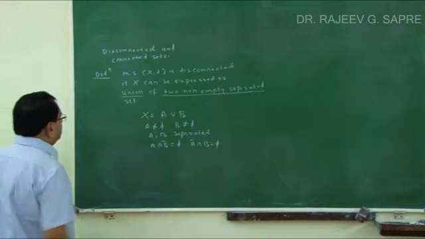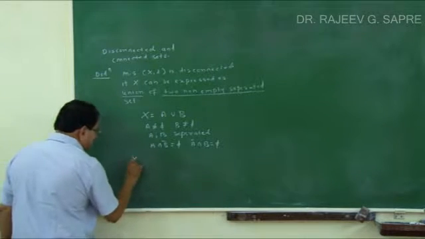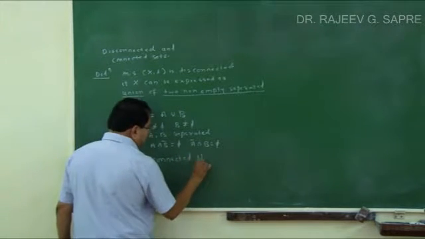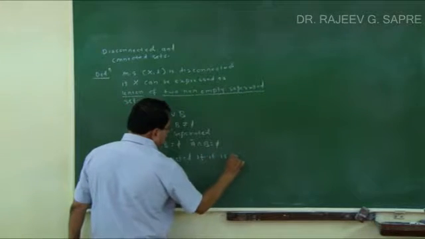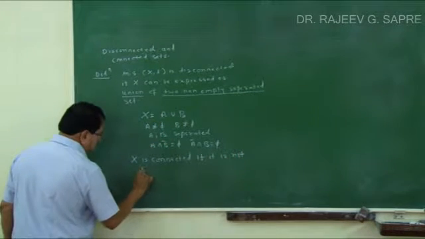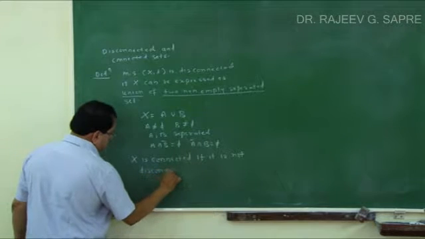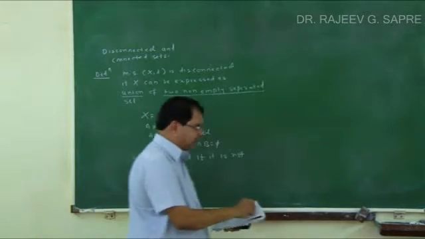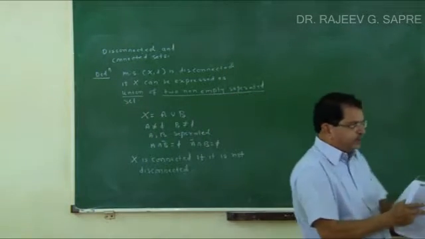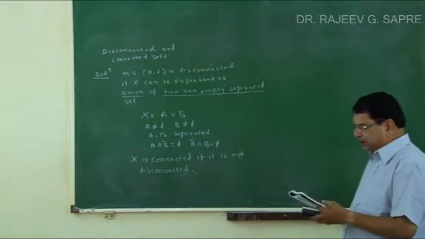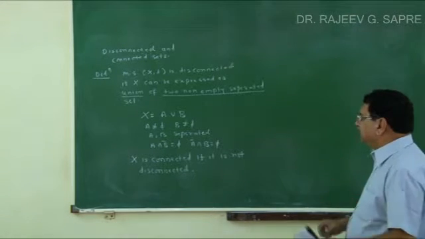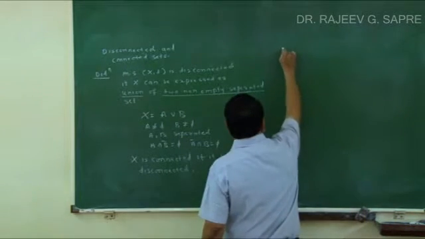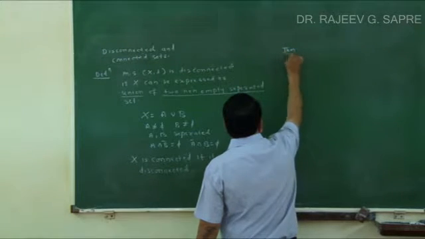So this defines what is meant by disconnected sets, and X is connected if it is not disconnected. If it is not disconnected, X is connected. This is the obvious result. So one characterization we will give of these disconnected sets. So the theorem states like this. This is an important theorem now about disconnected sets.